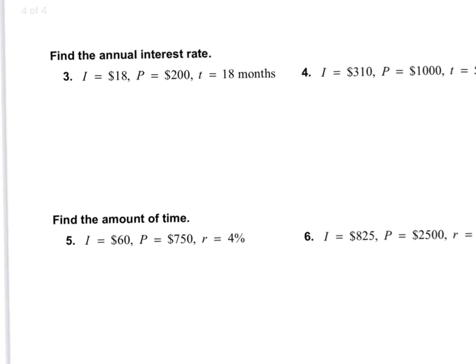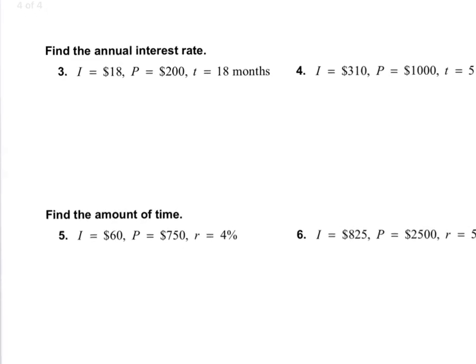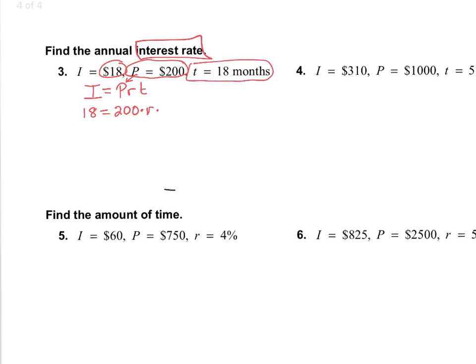So look at number 3. It says find the annual interest rate. We know that I equals PRT, correct? Look at what we are given. This time we are given I, so I'm going to replace that I with 18. We know P is 200, so I'm going to replace P with 200. We don't know the interest rate, so I'm going to put times R. And the time we do know is 18 months, which we write as 3 over 2, which is 1.5.